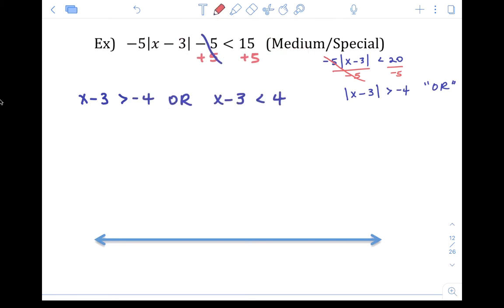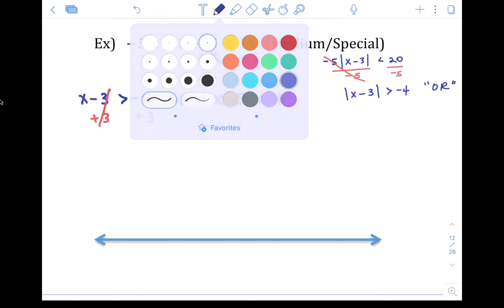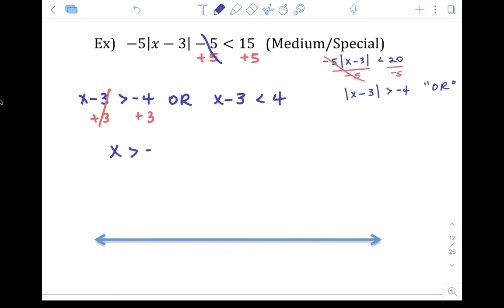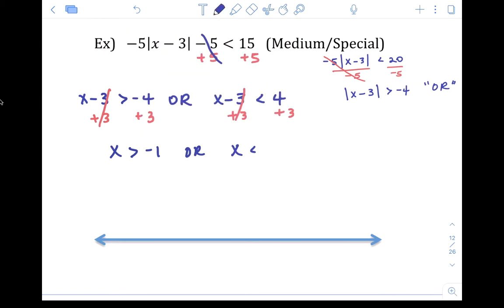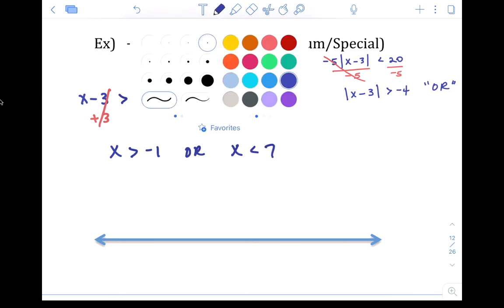Then this is going to be very quick and easy. I realized I didn't even have to shrink that at all. It would have totally fit. I wasn't paying enough attention. So add 3 to both sides. x is greater than negative 1, or, add 3 to both sides, x is less than 7.